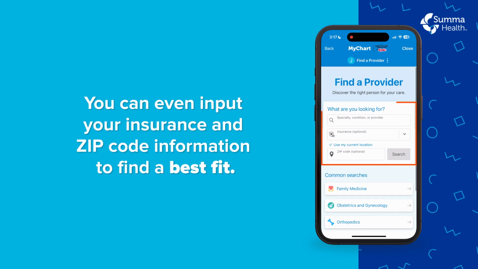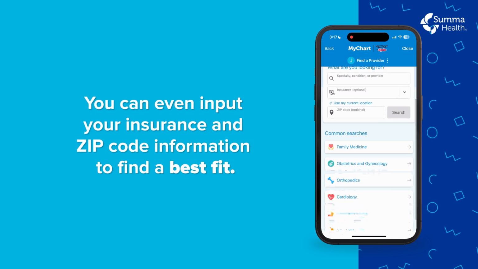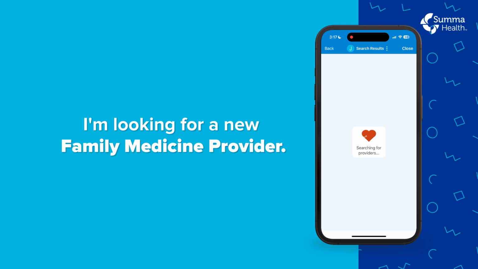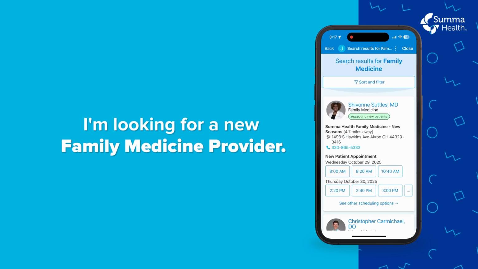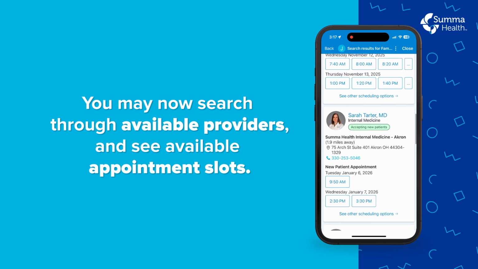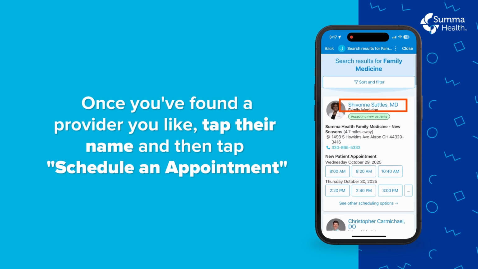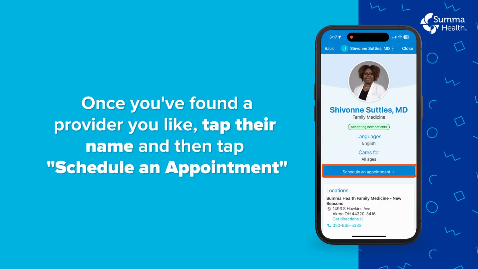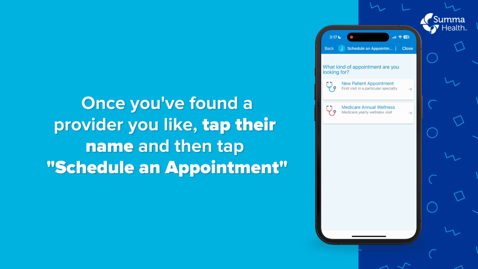You can even input your insurance and zip code information to find a best fit. I'm looking for a new family medicine provider. You may now search through available providers and see available appointment slots. Once you've found a provider you like, tap their name and then tap Schedule an Appointment.